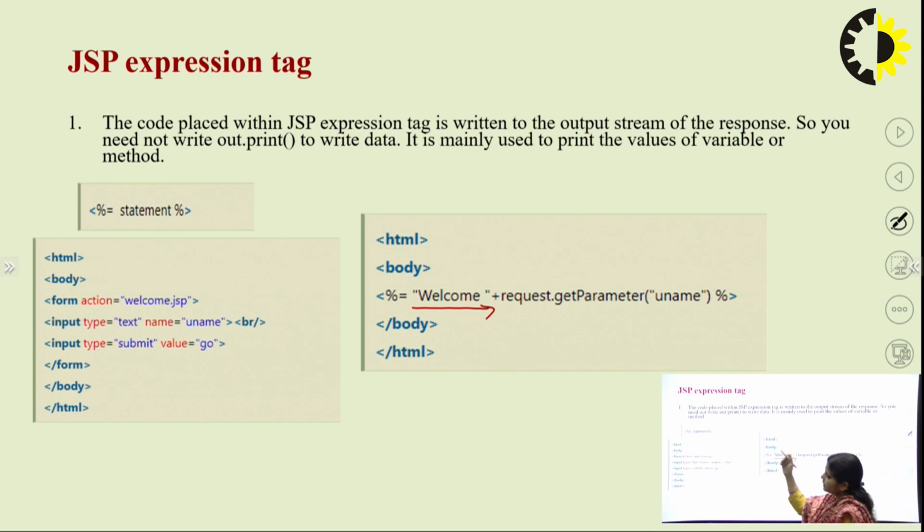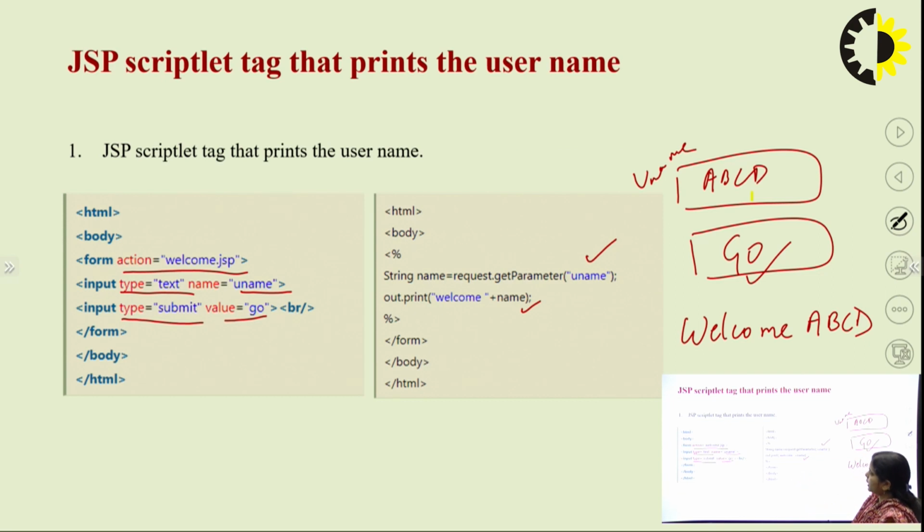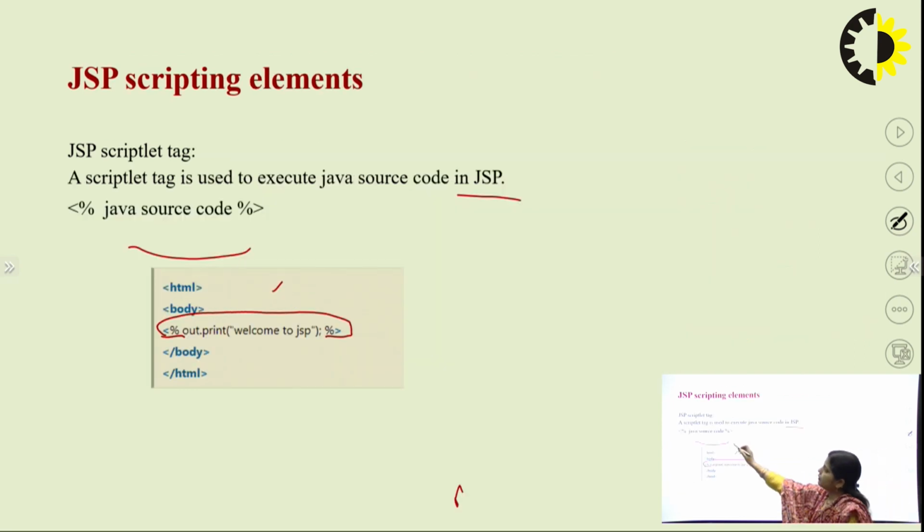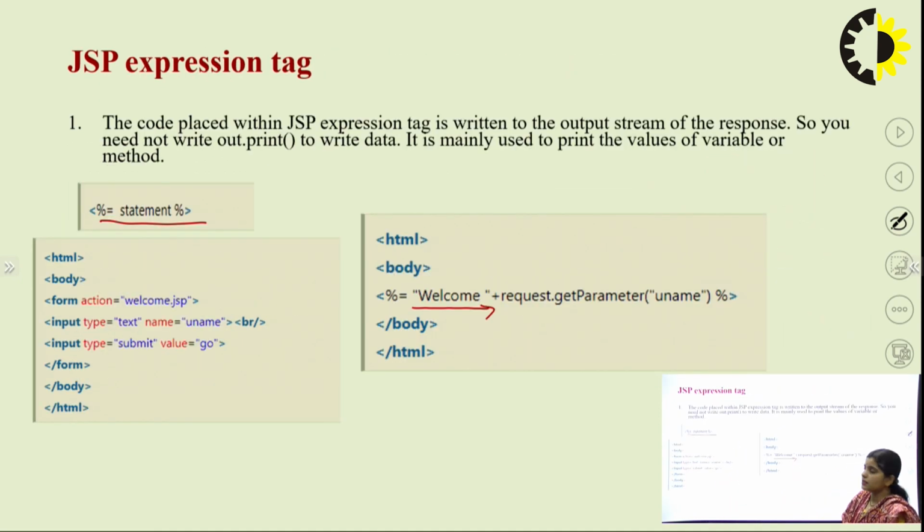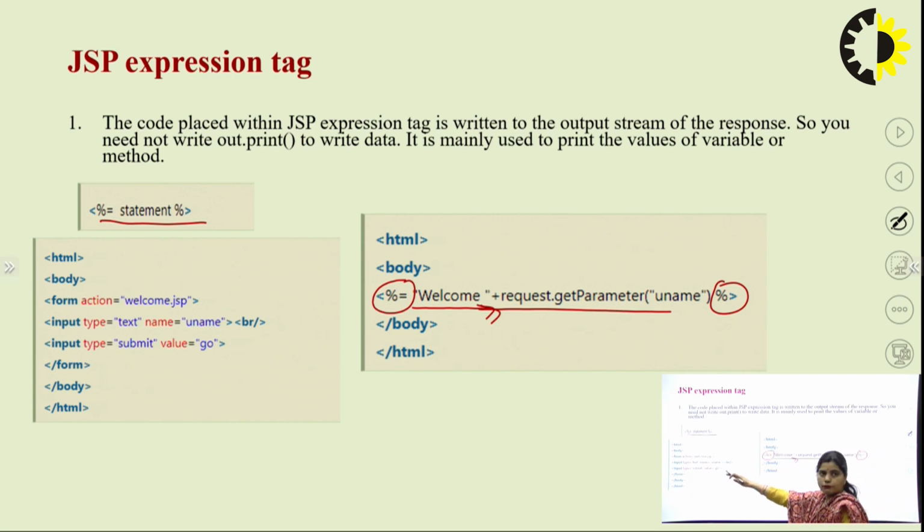The syntax of the expression tag is given here, same as the scriptlet tag, but only here you write the Java source code directly. We can see that after the percentage sign, you have to put an equal to sign, and then you write your statement. So here we can see easily that this is the syntax of expression tag, and here you are accessing that username from that particular code of JSP.